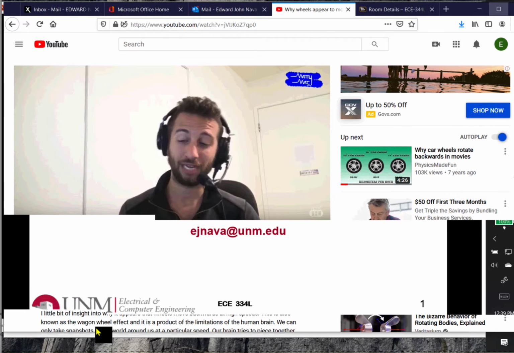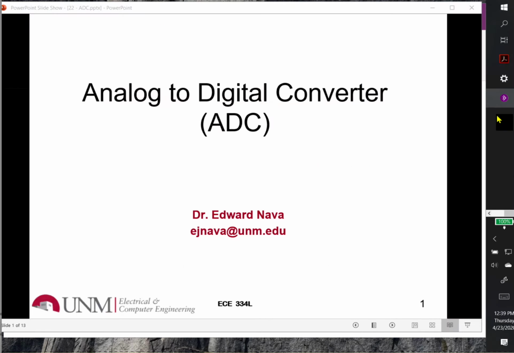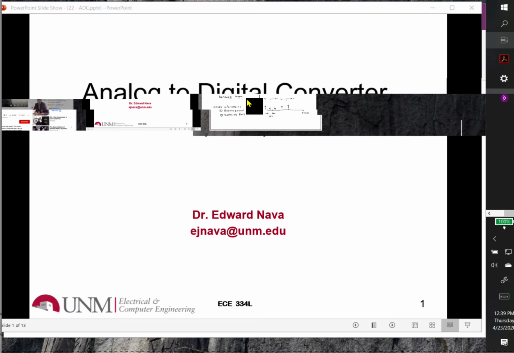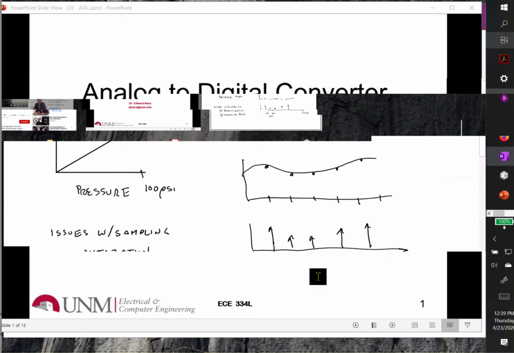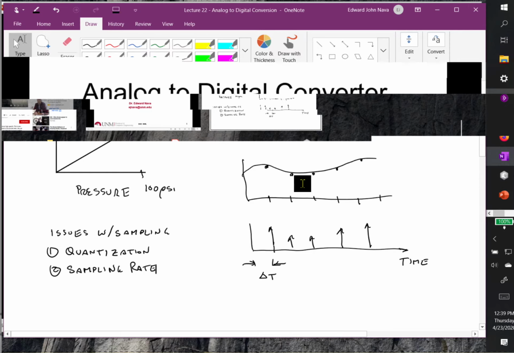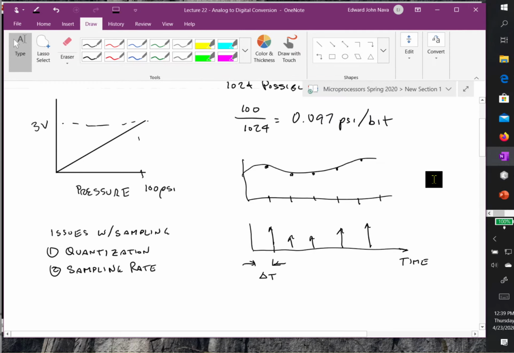So when I'm sampling the signal, depending on the frequency content of my signal, if my frequency content starts getting high enough, then my sampling rate needs to increase as well. And so there is an issue there. It's called the Nyquist sampling rate, or the Nyquist sampling limitation, where I have to sample at least 2 times the highest frequency content of my signal.